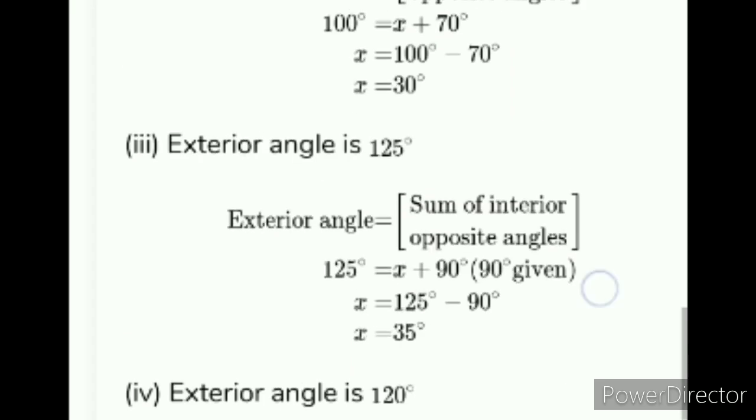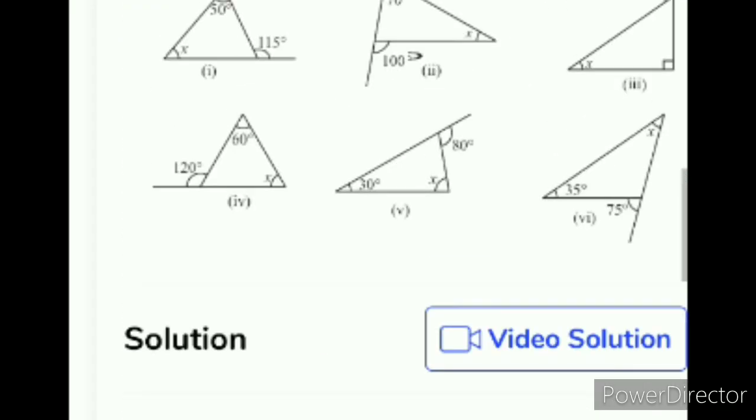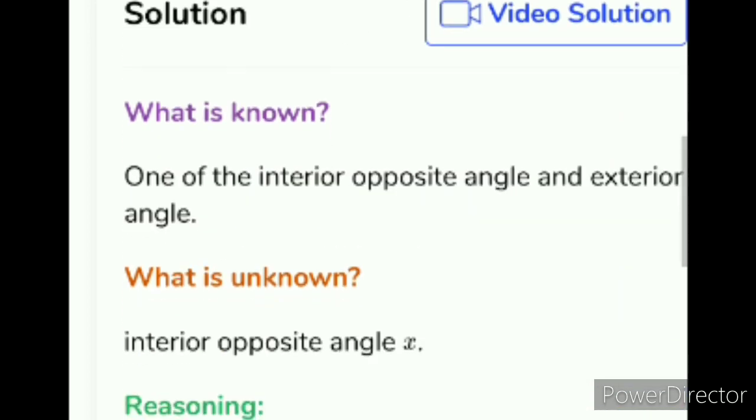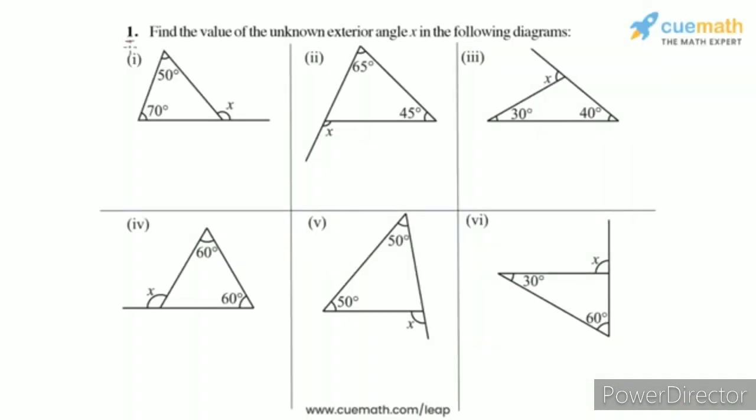To learn more about this, I have added video solution of these two mains. Watch it. In question 1 of this exercise, we have to find the value of the unknown exterior angle x in each of the following diagrams. So to solve this question, we will use the exterior angle property of triangles, which says that any exterior angle of a triangle is equal to the sum of the opposite interior angles. So let's start with part 1.